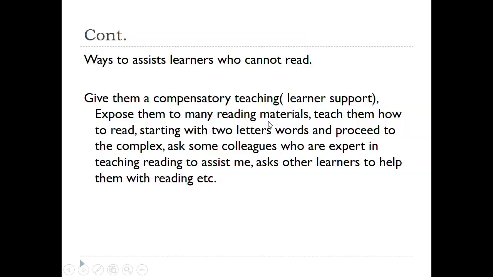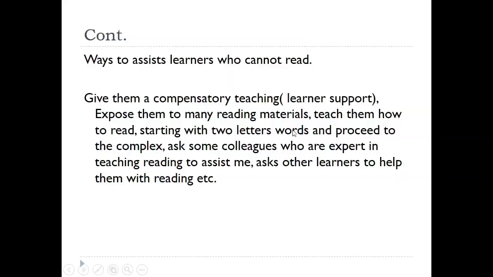Expose them to reading every day. If a child who cannot read in your class, maybe ask him or her to bring a notebook. Every day, give him new words to take home and read. Ask him every morning, where are my words? Here are my words, read them. Every day, bother him with reading material. In that way, that child will be able to improve in his or her reading skill.